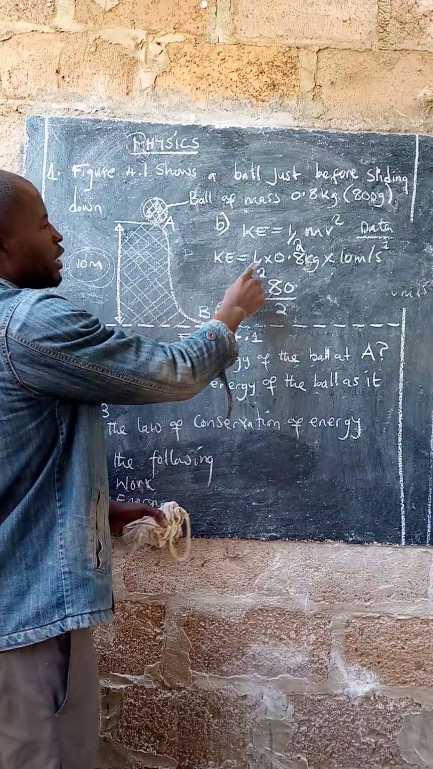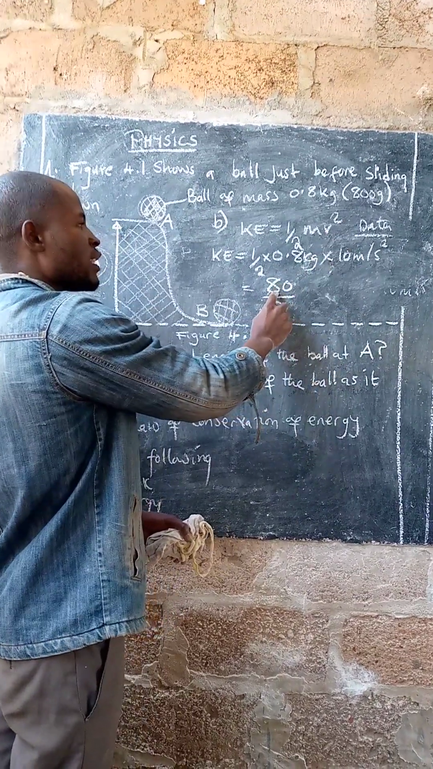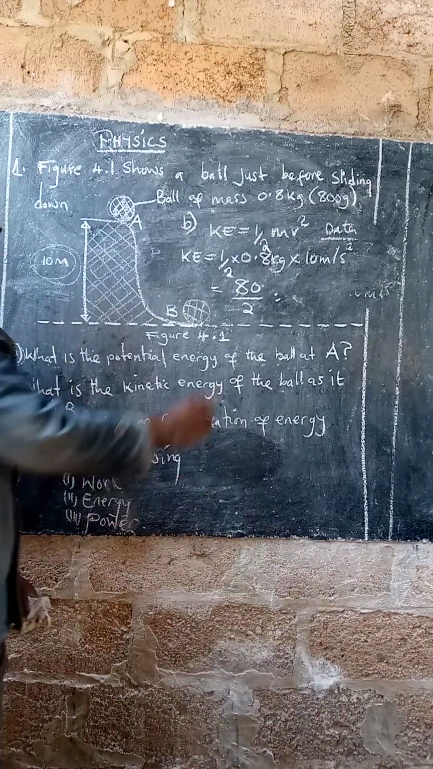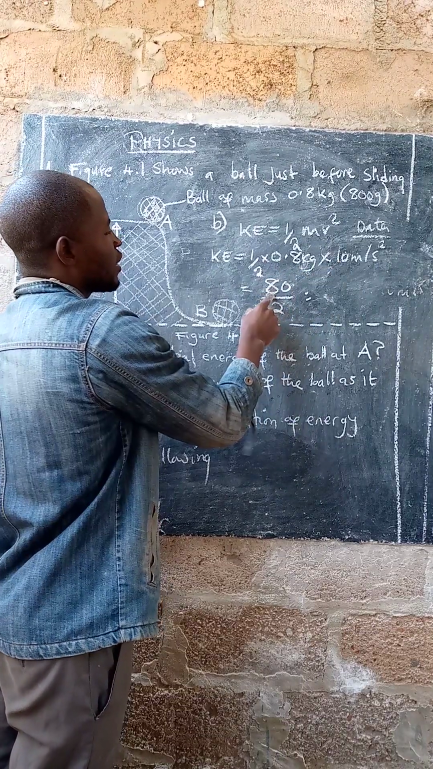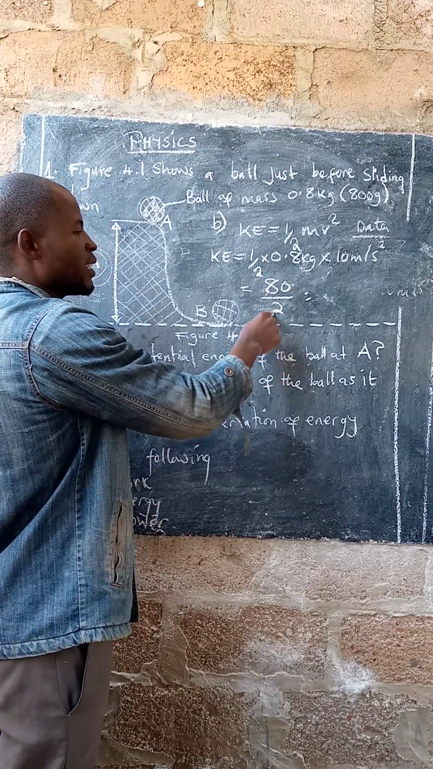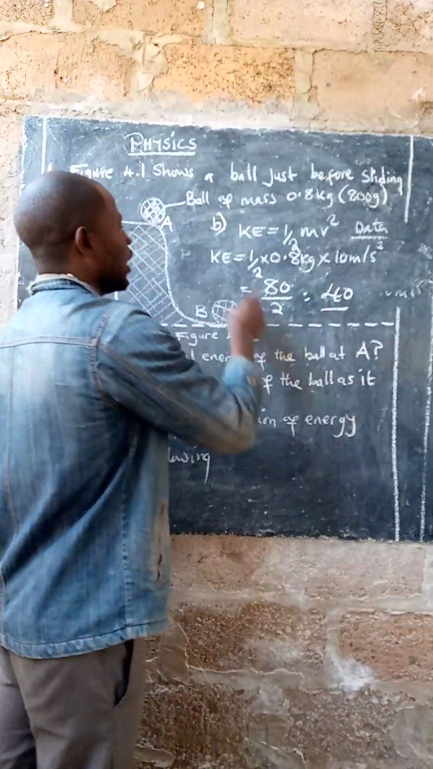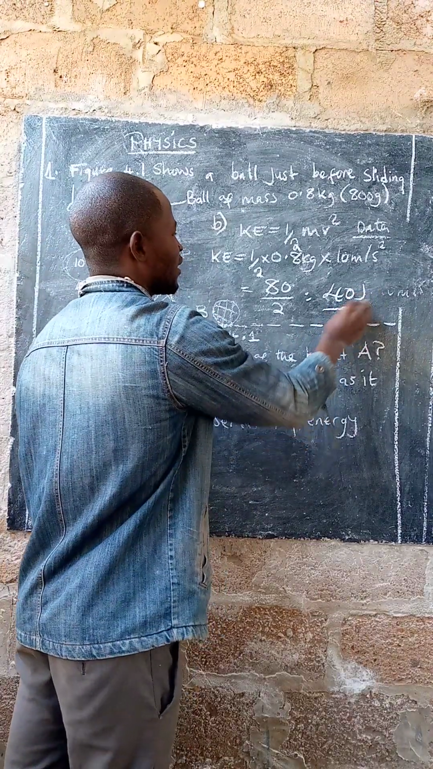When you calculate, you say 1 times 0.8 times 10 squared. Our answer was 8. So after calculating, we said 1 times 0.8 times 10 squared, the answer was 8. So 8 divided by 2, what is the answer? It's 40. So energy is measured in what? Joules.